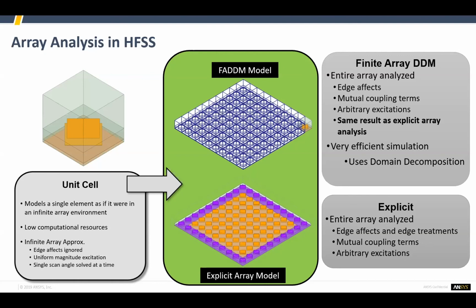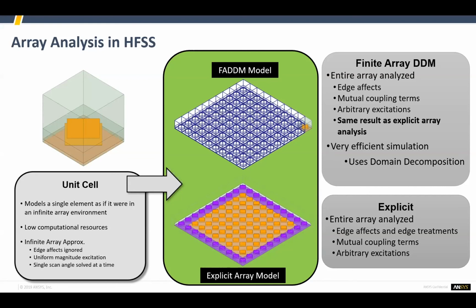So it's somewhat limited, and that's why we came up a few years ago with the idea of a finite array, where we can now use our unit cell in a sophisticated manner and create an array built up out of our unit cells. When we use the finite array DDM capability, we can analyze the entire array, and we will take into account edge effects and mutual coupling terms. We can do arbitrary excitations, and in the end, we're going to get the same results as if I explicitly modeled this. The only difference will be simulation time.